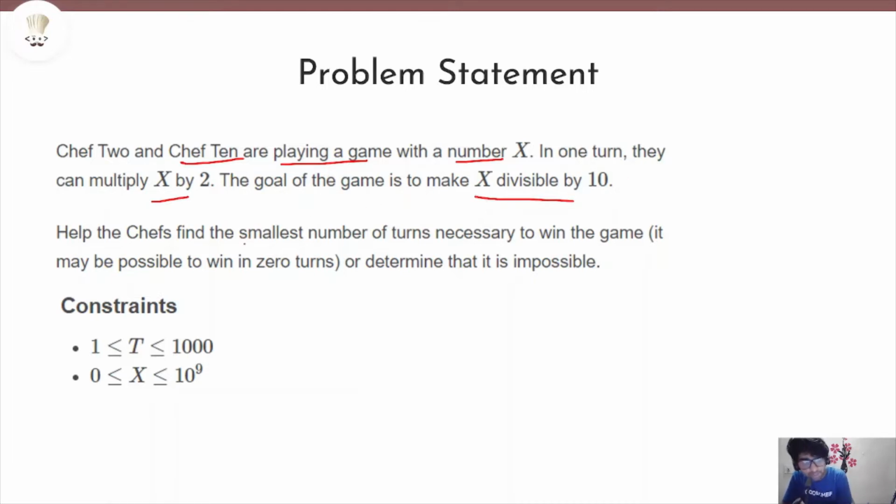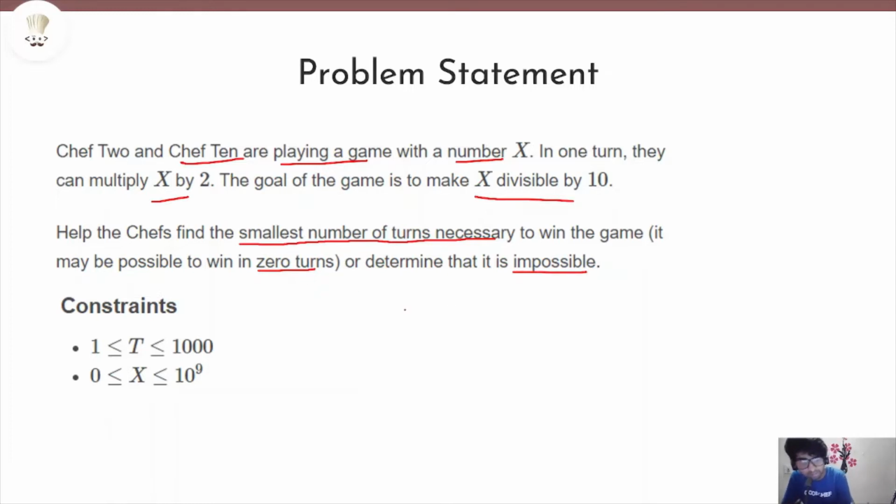We need to find the smallest number of turns possible to win the game, or if it's possible to win the game in 0 turns, or if it's impossible. So one question to you at this point is, when will the game end in 0 turns? So pause for a moment and think about this.